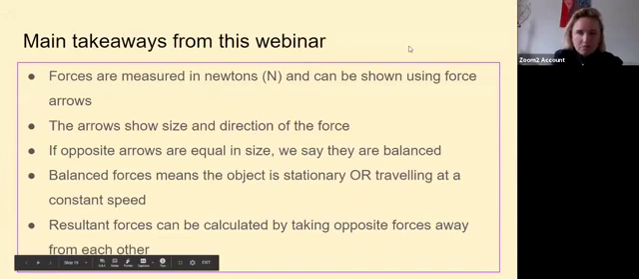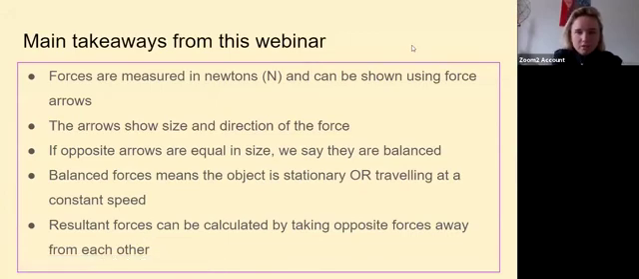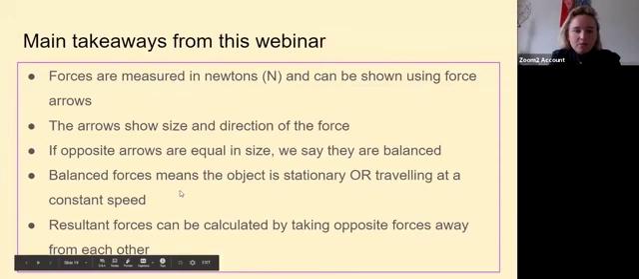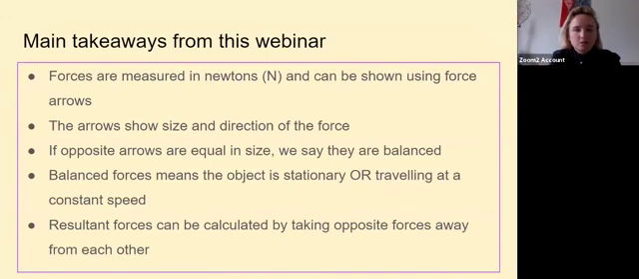So the main takeaways from this webinar. Forces are measured in newtons and can be shown using force arrows. Force arrows show the size and direction of the force. If the opposite arrows, so remembering about our pairs, if we're going opposite directions to each other, are equal in size, we say that they are balanced. And we're also now familiar with the fact that sometimes you can have 2 arrows on one side and we add them together and treat them as one force. Balanced forces mean the object is stationary or travelling at a constant speed. Resultant forces can be calculated by taking opposite forces away from each other.